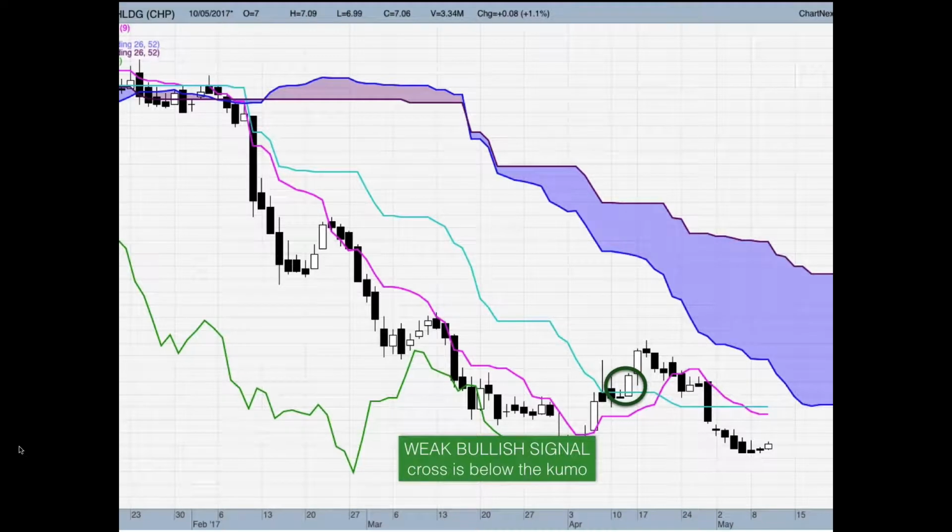Now this is a weak bullish signal for CHP. Price went above the Kijun-sen in this area, made a short rally, and then dropped once again because the signal is weak. It's weak because it happened below the Kumo, and as we know, the Kumo is a strong resistance. So this decreases the chances of prices breaking out. Once the price breaks above the Kijun-sen, it still has the Kumo to contend with.